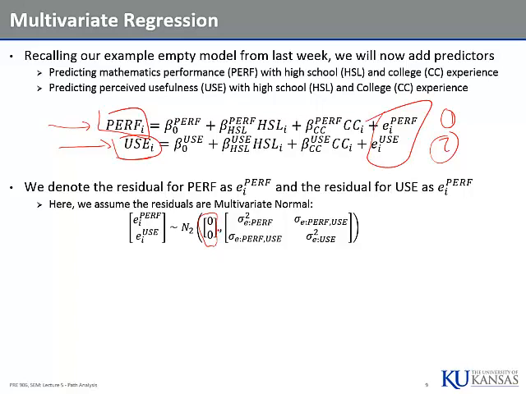That's like what we would assume in a regular univariate regression. Each error term has a residual variance, just like we would have in a univariate regression. But then the term that is unlike the univariate regression, the covariance, shows up. That is the covariance in the residual between performance and usefulness.